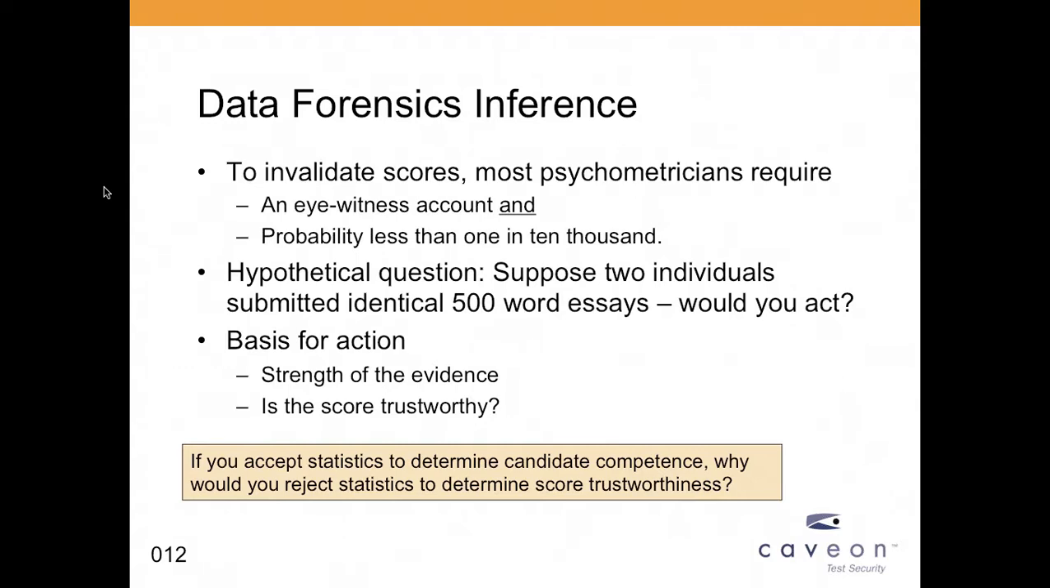So we say, well, let's back it off and find something very strong. For example, in this case, two individuals with 500-word essays that were identical. That would be very strong. So, well, next slide, please.